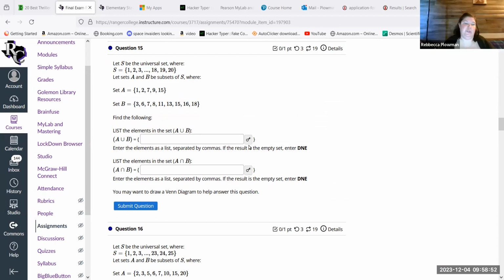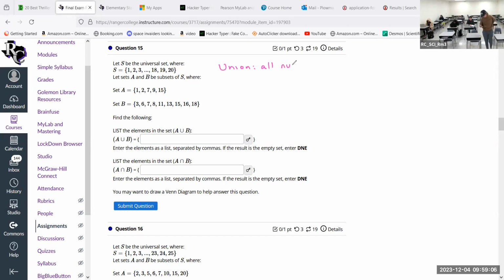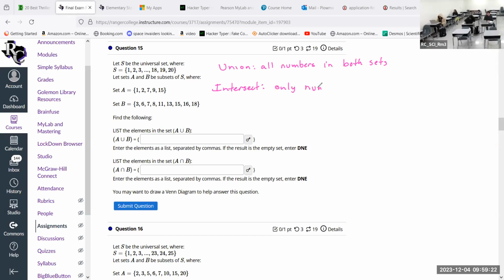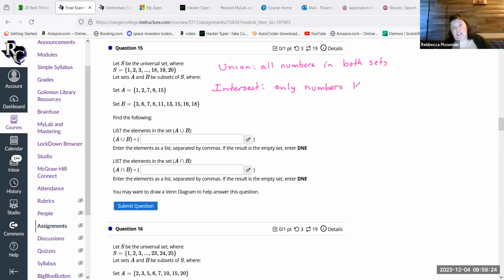Okay, so sets. All right, we'll make sure this is what I wanted here. We had unions, which we said was all numbers, so everything. So a union was all numbers in both sets. And then we had an intersection. And this was only numbers shared by both sets.